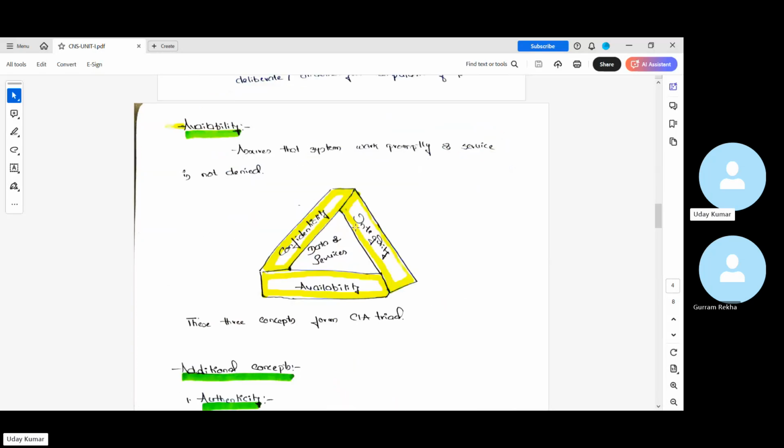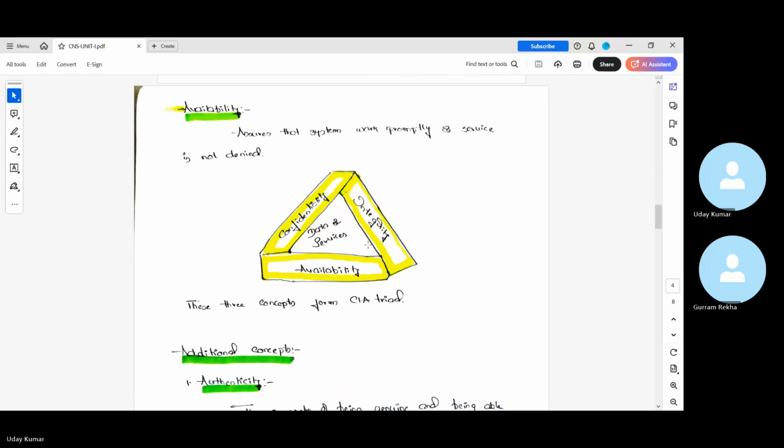Next, availability assures that the system works properly and service is not denied. If you are waiting for some response from the server, that response should come in time. If that response is coming after some time, then the service is denied for quite some time, right?